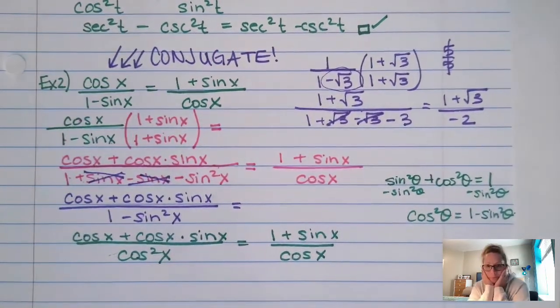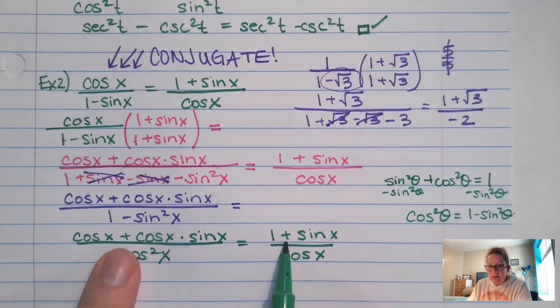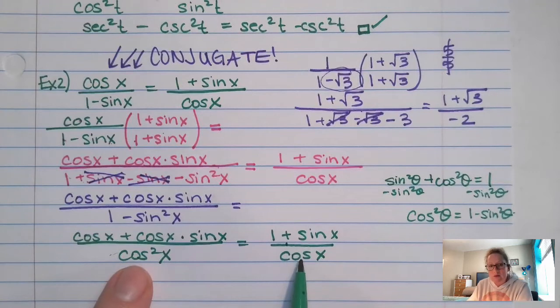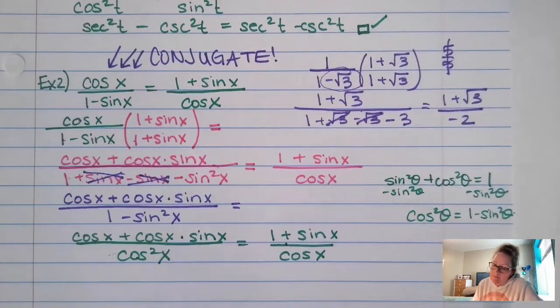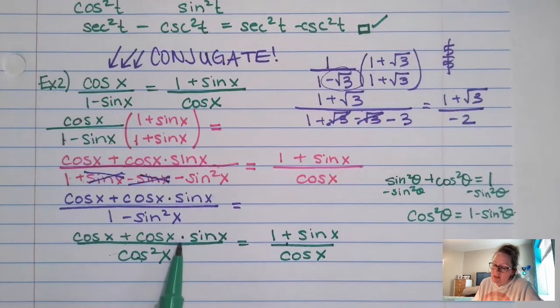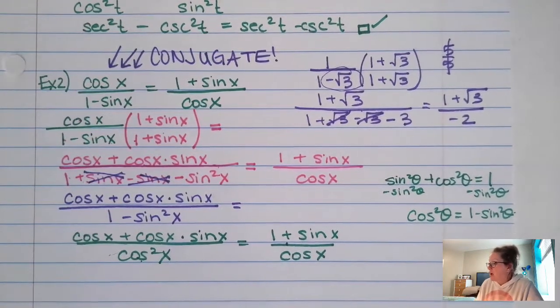I'll give you a minute to look at it and see if you can think of what we should do next. I like that we both have a plus sign. That looks good. And we almost have cosine squared down here. Do you see it? Every single term, remember terms are separated by plus or minuses, not multiplication, has a cosine. So we can cancel out a cosine.